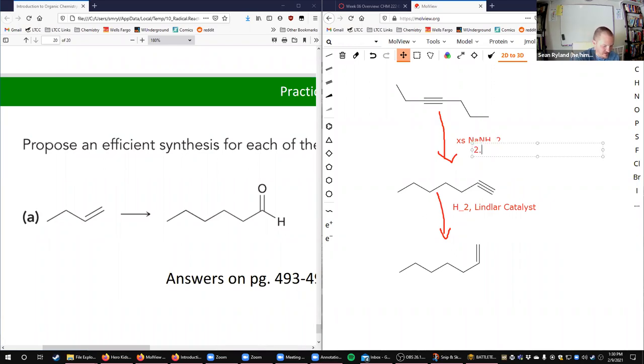And then our second step would have to be H2O to use up the remaining sodium amide and make sure it's protonated. Now, all of a sudden, this is looking like something we can definitely make from our starting material.